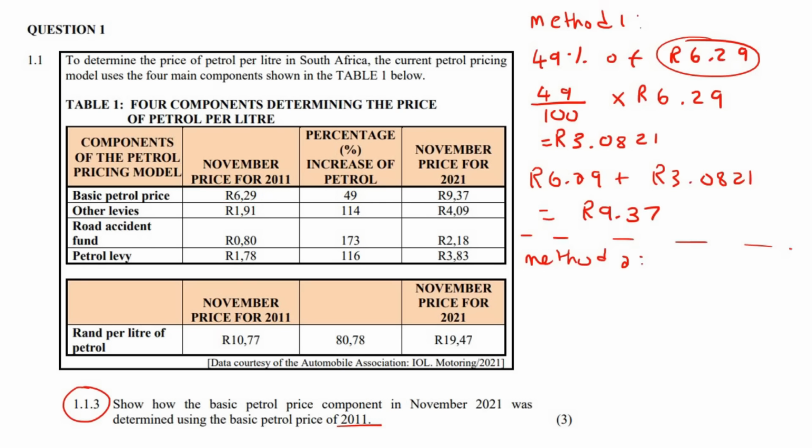Okay, now method number 2 is the following. So we already have the 6 Rand 29. Well, let me show you this.